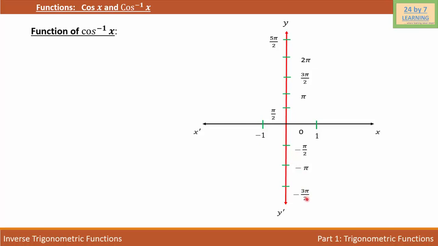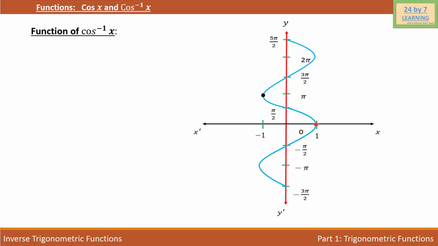Now let's graph the cosine inverse function. So if we graph the cosine inverse function, we will get this kind of graph. I'm going to consider 2 points on the graph. Let's first consider this point. So when angle is pi, the value is negative 1, and when angle is 0, the value is 1.